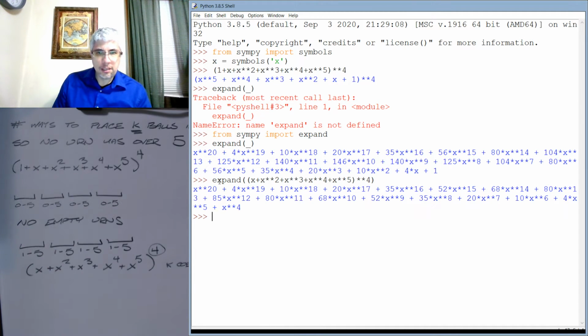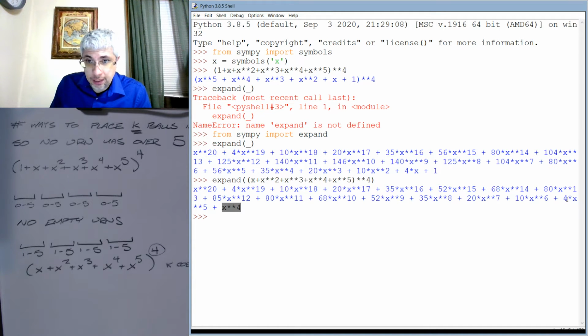And boom. So now this is telling me the number of ways so that none of my urns can be empty. And notice something. This now starts off with x to the 4th, and that's because if I don't have at least 4 balls, then I'm definitely going to have some urns that are empty.